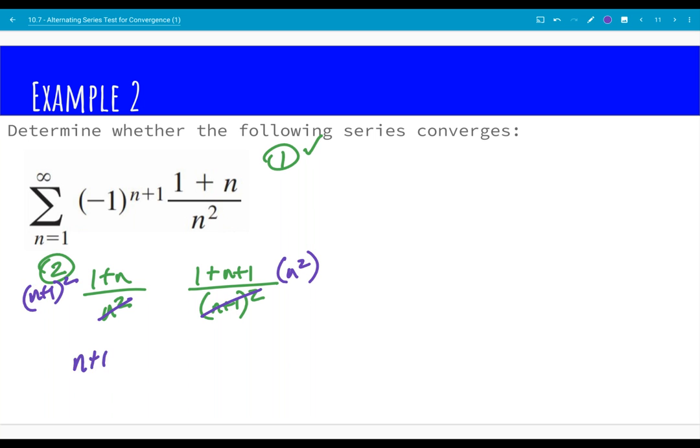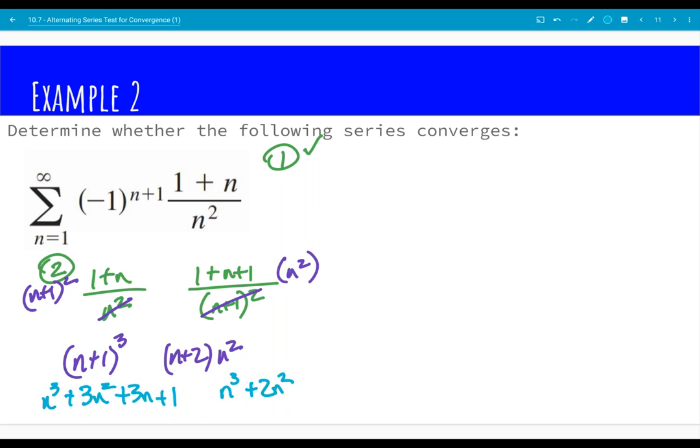So we have n plus 1 cubed compared to n plus 2 times n squared. Now these are both cubic polynomials here of n, but if we remember binomial expansions here, this is going to be n to the third power, then it's going to be plus 3n squared plus 3n plus 1. Okay, so that's all the left side. And then the right side is going to be n cubed plus 2n squared.